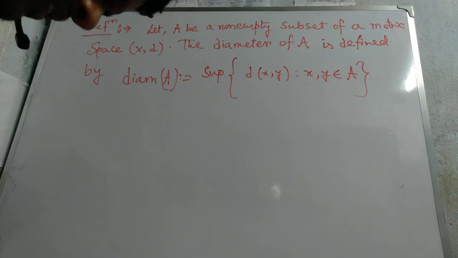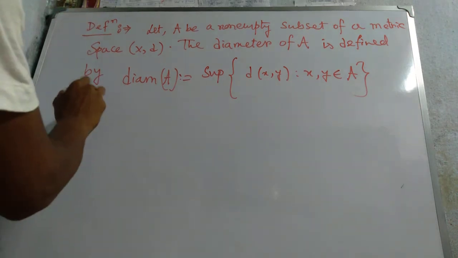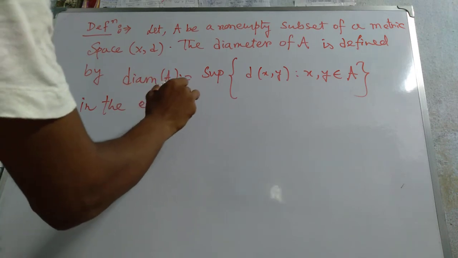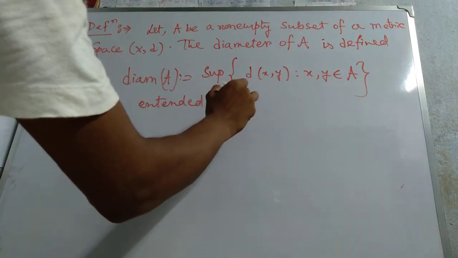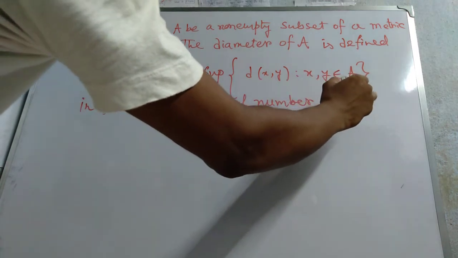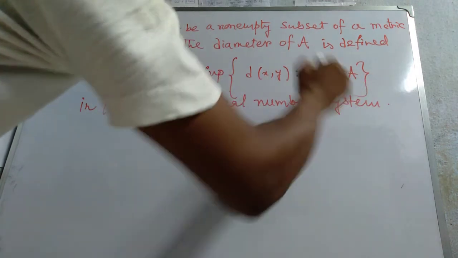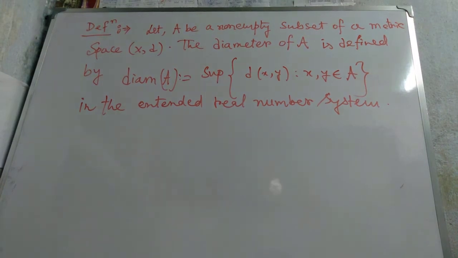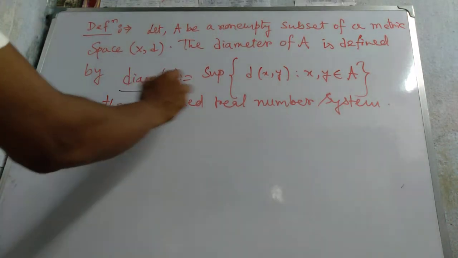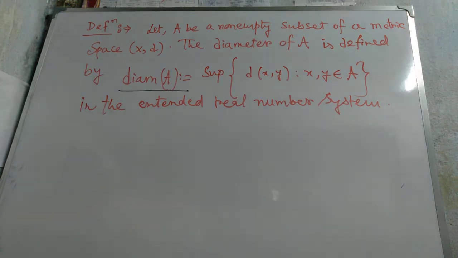This is in the extended real number system. Now then what do we find? We find the definition of the diameter: diameter equals the supremum of d(x, y).